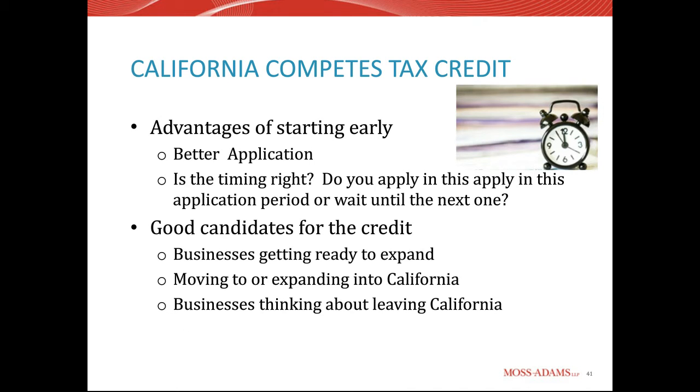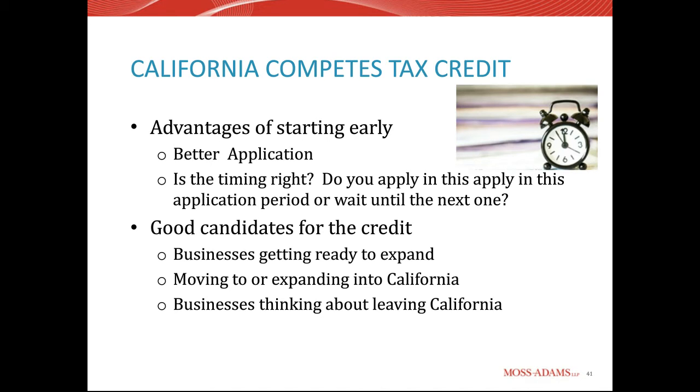Some things to consider when applying for the Cal Competes credit. First of all, start your application early. This will allow you more time to prepare a better application. The application requires you to provide financial projections, and the amount of credits awarded would be based on these projections. Therefore, it is important that these projections are accurate. In addition to these projections, the application will tell a story about your company. Your story is important since this can help put you above someone who is similarly situated. Keep in mind, you are competing against other companies for the credit. So the better the story of your company and its benefits to California, the better chance you have of being chosen.